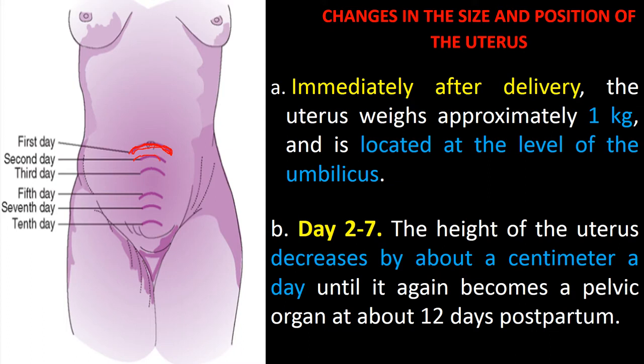If we look at the first day, the uterus descends a little, by 1 centimeter. And when we compare the position of the uterus from the second day to the third day, it goes down again by 1 centimeter. So you have to remember that this occurs from the second to the 7th day, and it may sometimes last up to 12 days postpartum before the uterus reaches the level of the symphysis pubis. So that is the change that we see in the size and the position of the uterus.